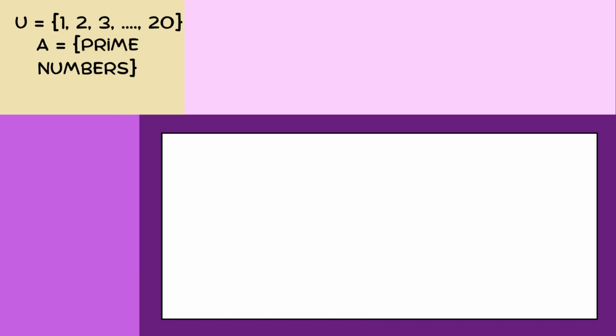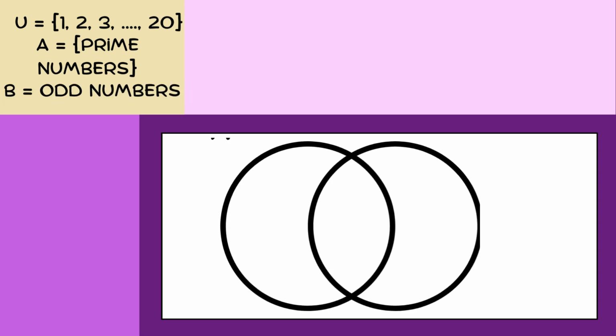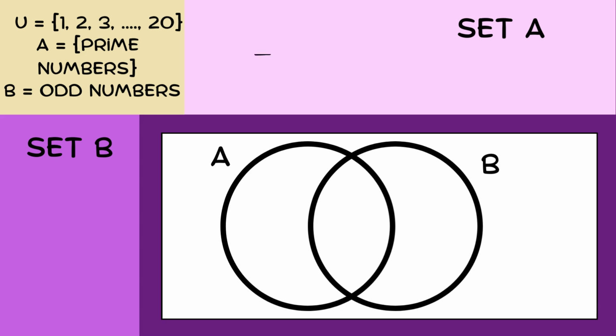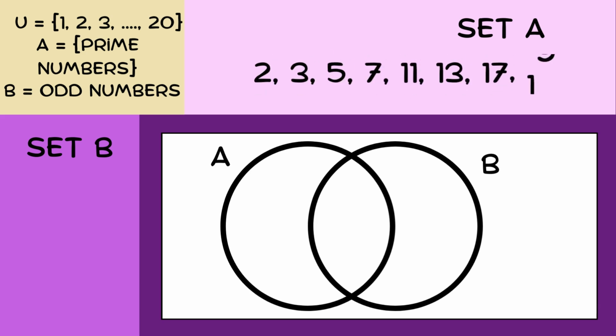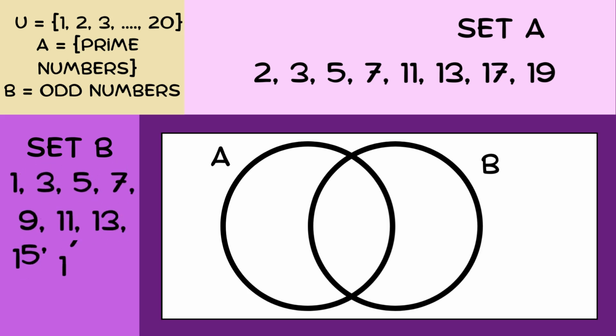What if we had a mother set of numbers ranging from 1 to 20? If we had set A, which consisted of prime numbers, and set B, which consisted of odd numbers, how could we draw this on a Venn diagram? Well, firstly, we would write all the numbers out. We know that prime numbers within this region are 2, 3, 5, 7, 11, 13, 17, and 19. Conversely, odd numbers would be 1, 3, 5, 7, 9, 11, 13, 15, 17, and 19.